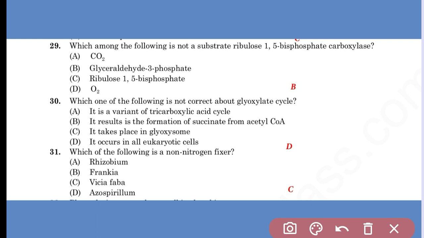Then the option C, Vicia faba. Vicia faba is also known as a broad bean or a fava bean. It is a species of the legume family Fabaceae, widely cultivated for its edible seeds. And this plant does not have any ability to fix nitrogen. Then the option D, Azospirillum. It is a free living nitrogen fixing bacterium associated with grasses. So here the question asked is the non-nitrogen fixer. All of the three, Rhizobium, Frankia and Azospirillum, are nitrogen fixers. But Vicia faba is not a nitrogen fixer.